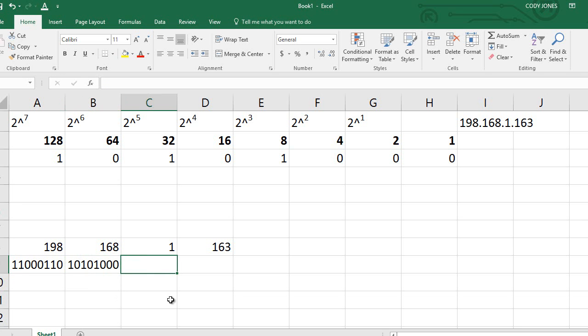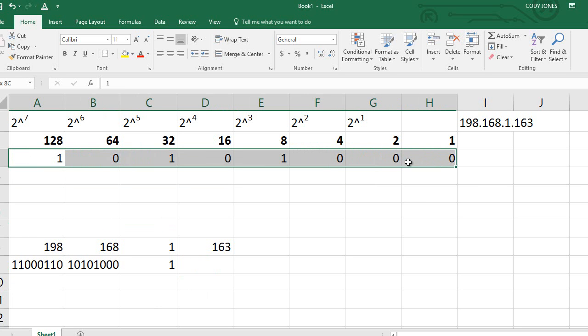The 1 is just a 1 there. So I'm just going to have a string of 7 zeros and a 1, because I can't subtract any of this from 1 except for 1. So a bunch of zeros, then a 1. Hopefully that's making sense. Then the 163. Let me go ahead and wipe out what we've done so far here.